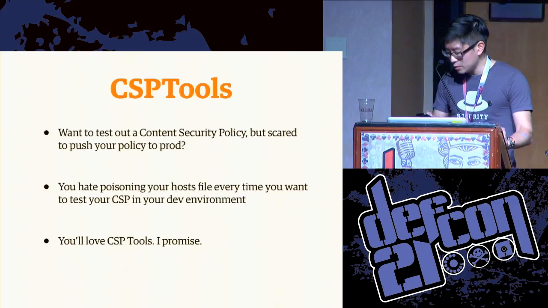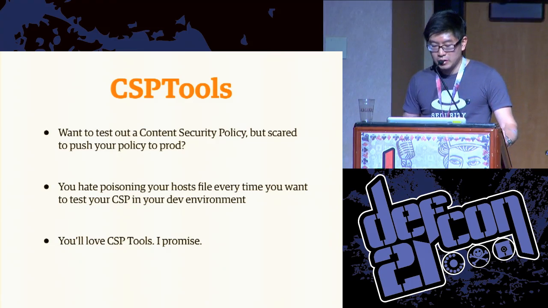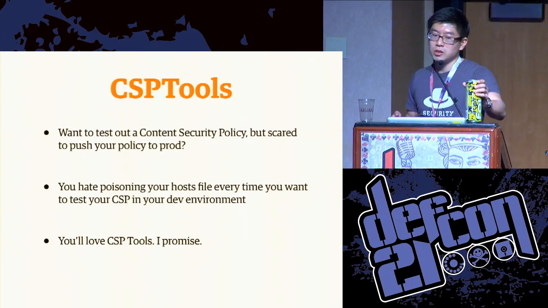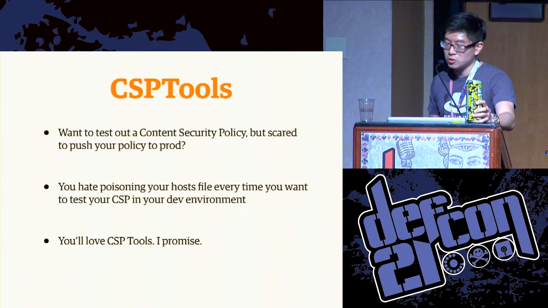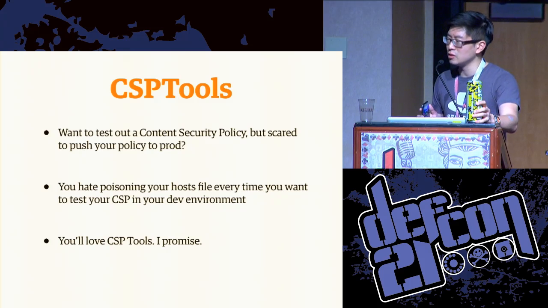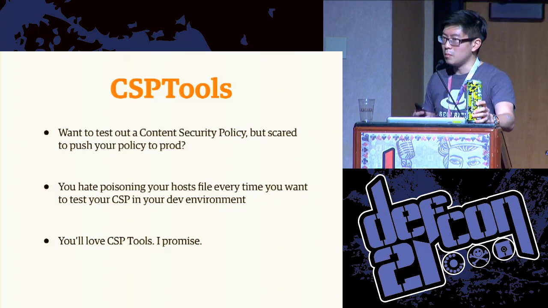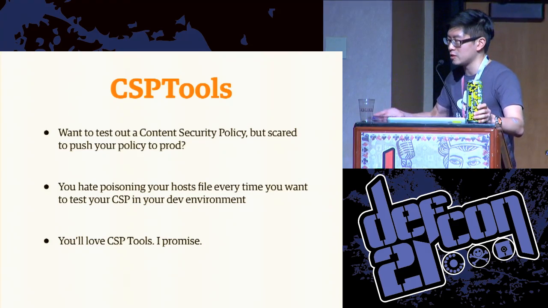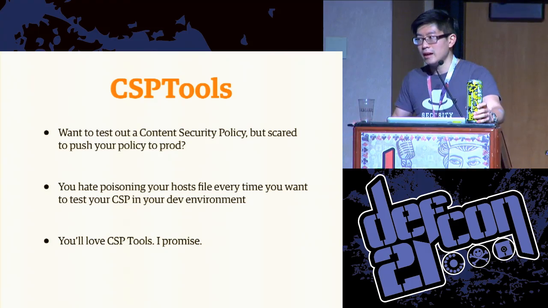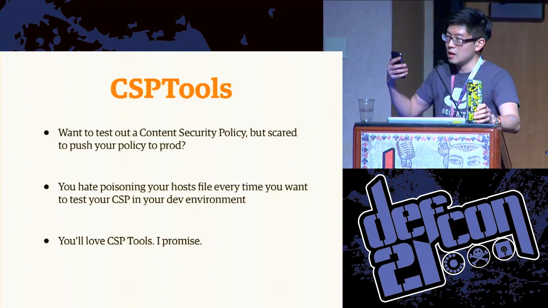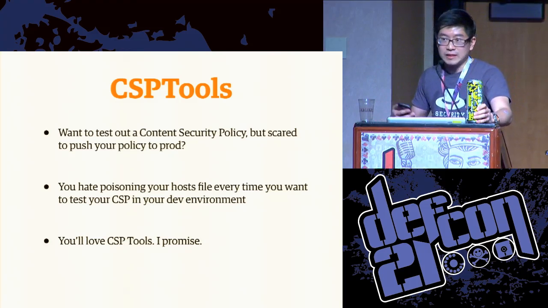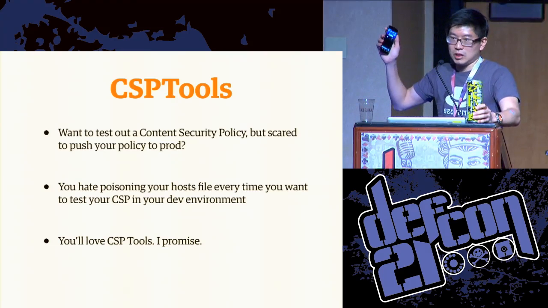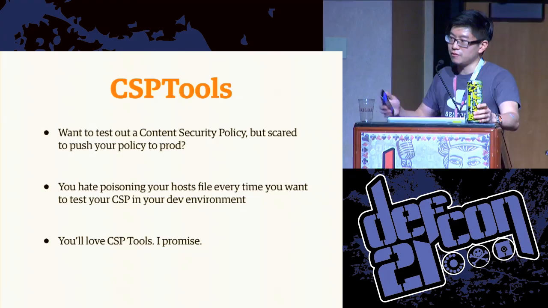All right, so let me talk a little bit more in depth about the tool that I'm releasing. One problem that I initially ran into when deploying a content security policy was that it was really annoying to test my content security policy in a development environment and then push it to production. Because of the very nature of the fact that in production I would have to specify prod hosts and in dev, I would have to use dev hosts. And it was annoying to the point where I didn't want to constantly poison my host file to handle this. So I decided, I'm going to make some tools to help me fix this problem.